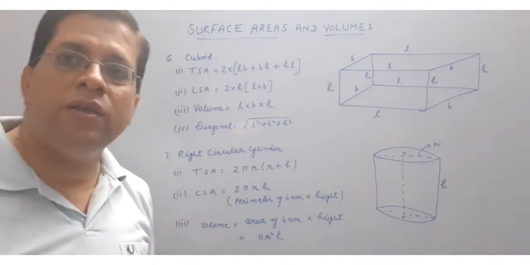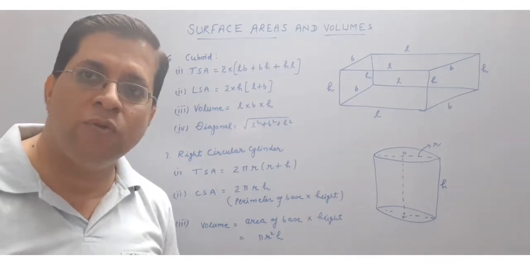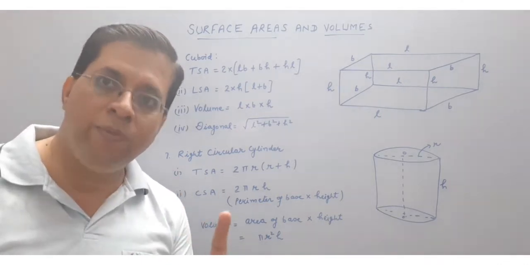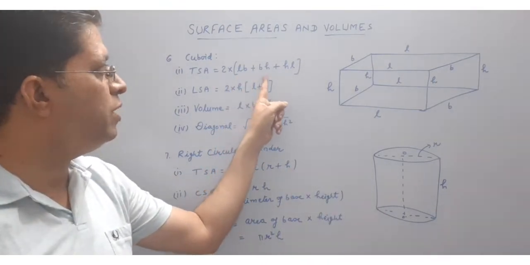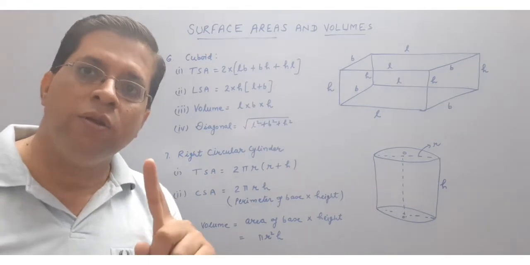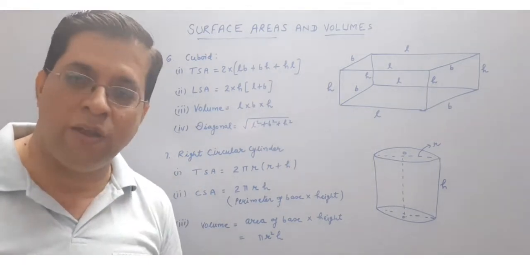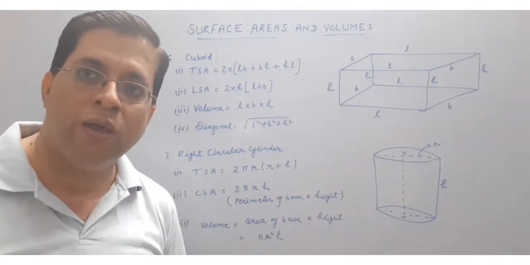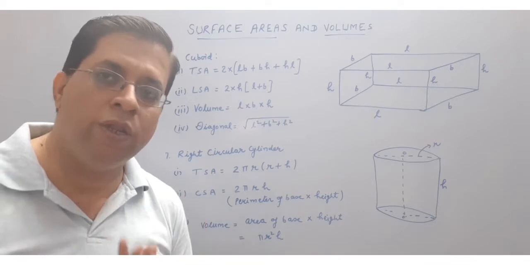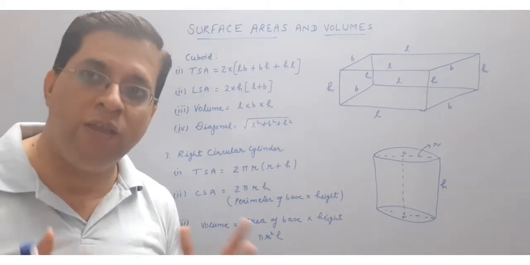What is TSA? TSA means total surface area of cuboid. Total surface area of cuboid is 2 into (LB plus BH plus HL). Now lateral surface area. Lateral surface area means the area of 4 walls. You don't include the top and bottom of that box.